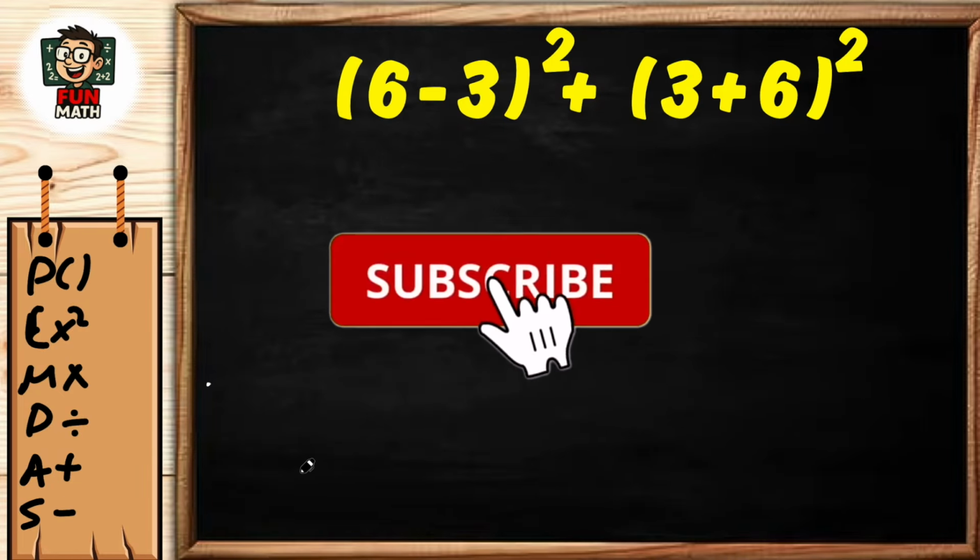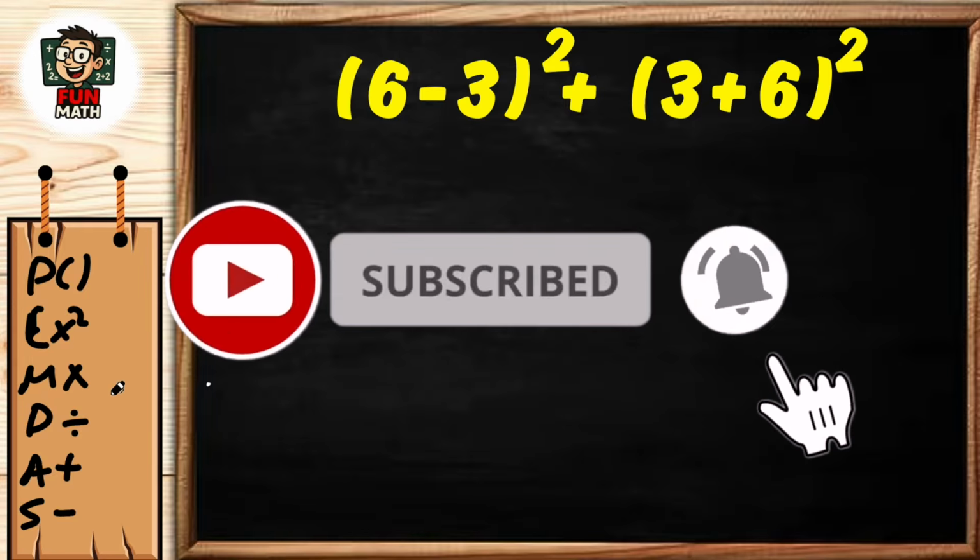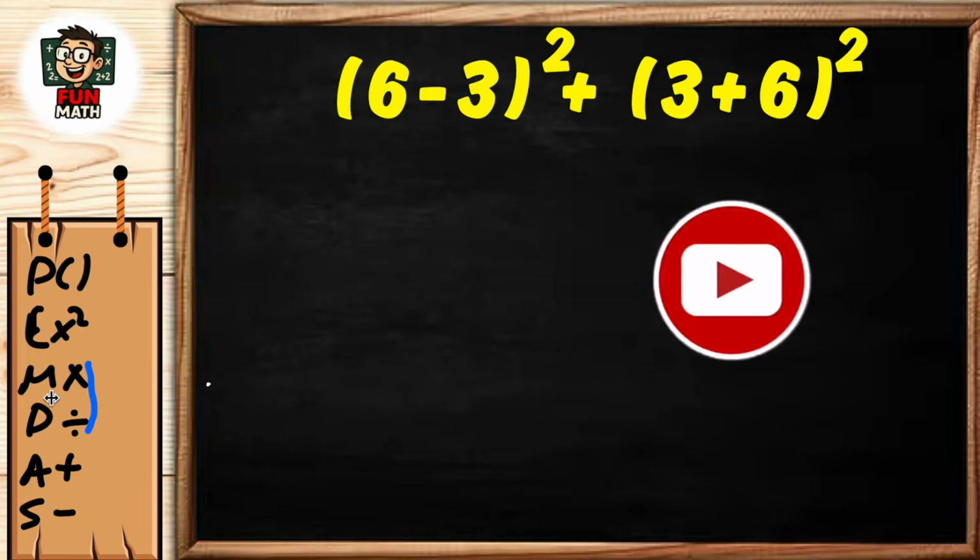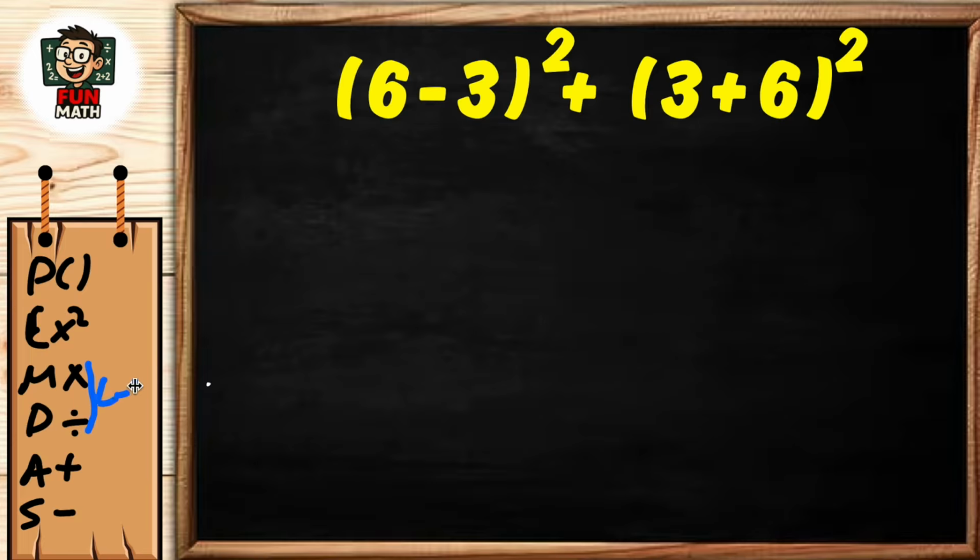We have one more feature here. There is no order between multiplication and division. Operations are performed from left to right. Similarly, addition and subtraction operations are performed from left to right. Let's apply this rule to our question.